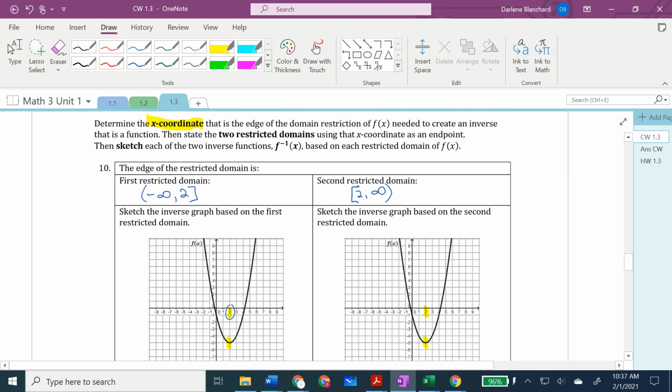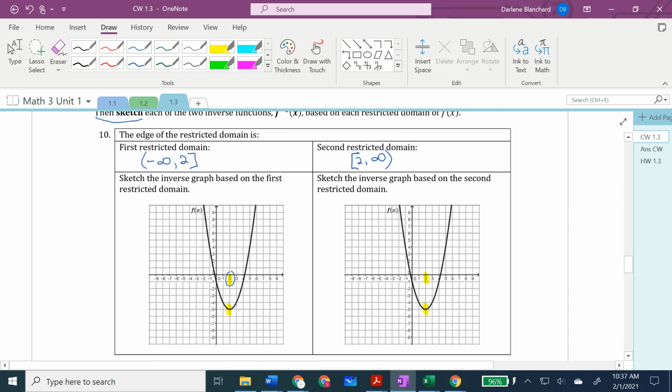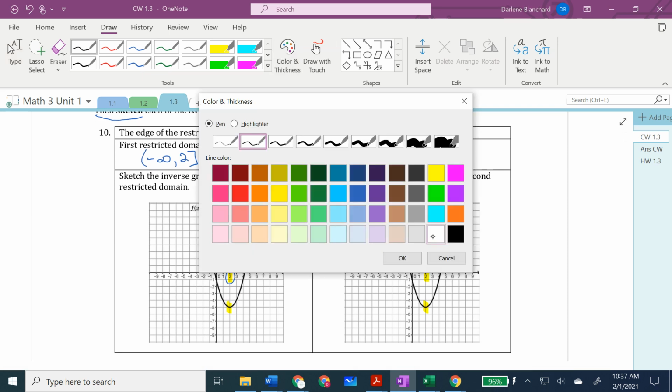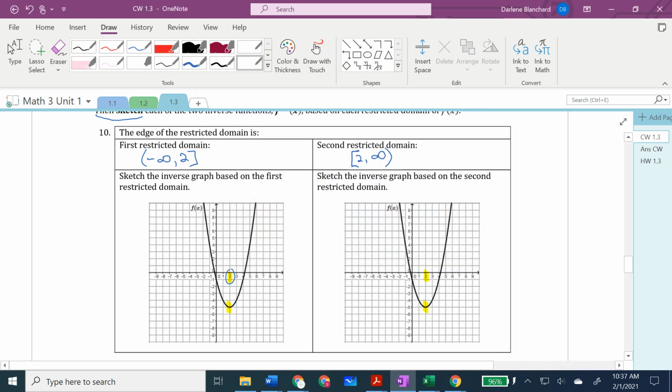And if you read the directions, you're going to then sketch each of the two inverse functions based on the restricted domain. Now, if you have the ability to white out part of your graph, honestly, I think that is the easiest way to do this problem. So I'm going to blot out what isn't the restricted domain.